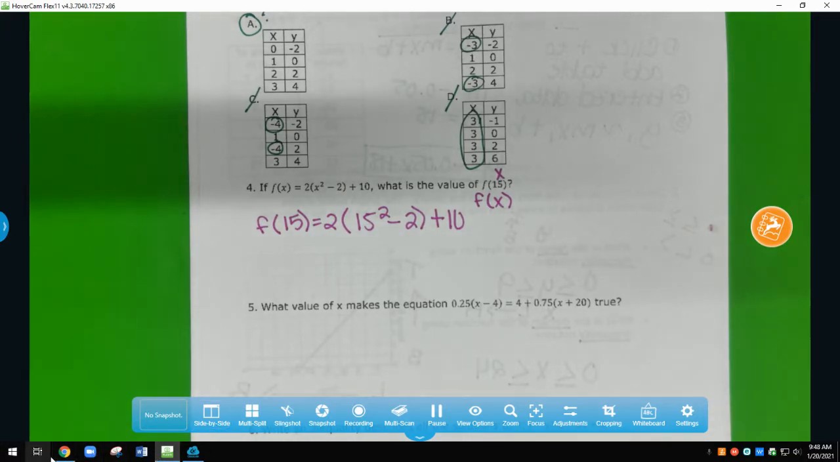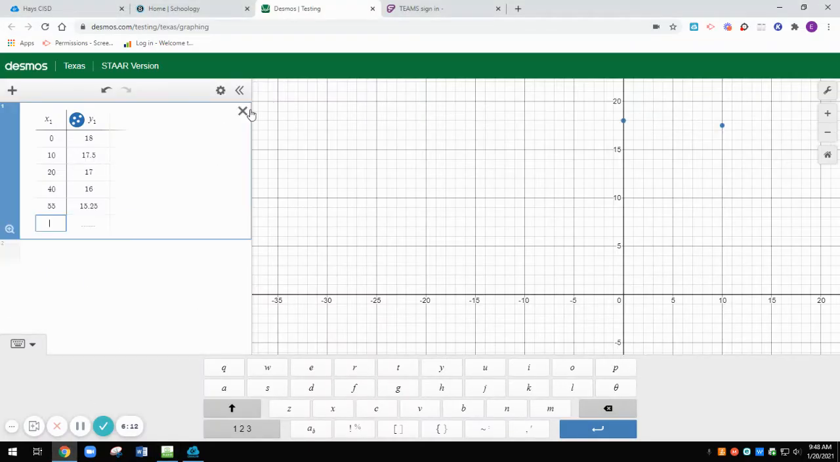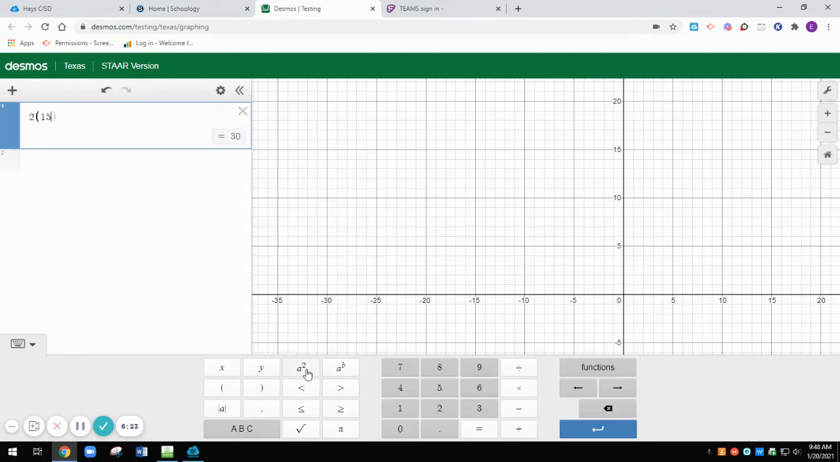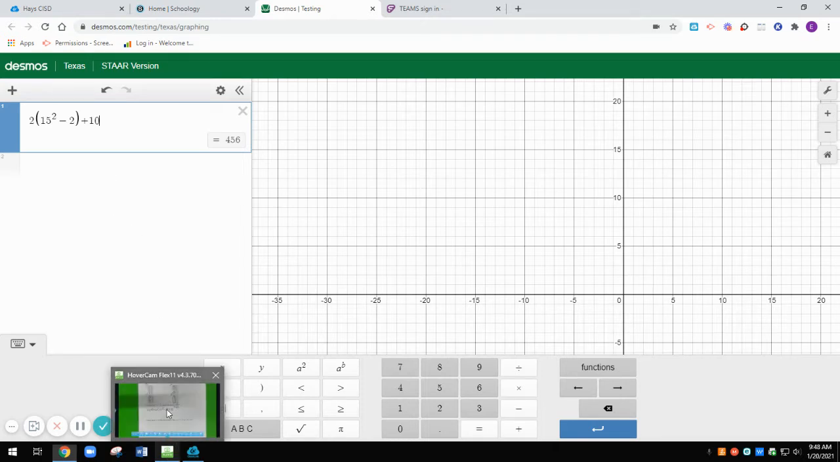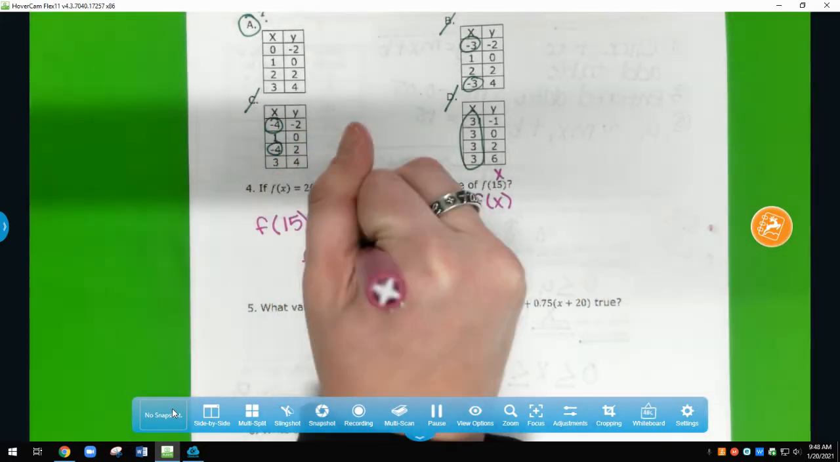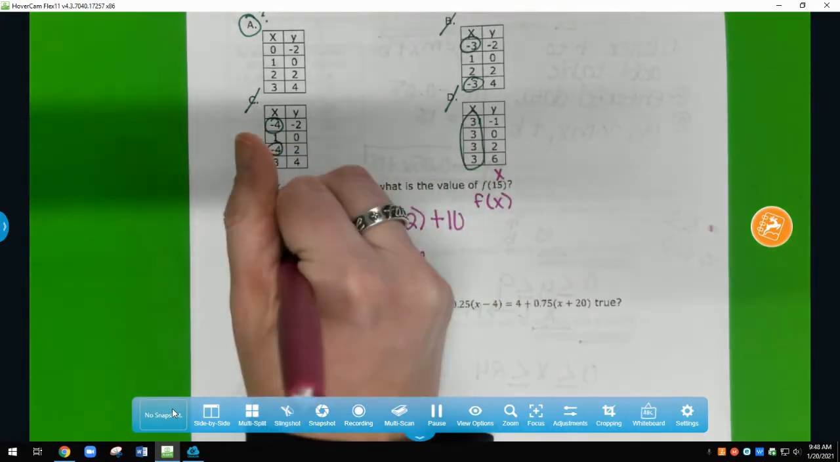So now I'm going to go to Desmos and just type that in. So we have 2 parentheses 15, the squared is this little a squared button, minus 2, close the parenthesis, and then plus 10. So our answer is 456. So f of 15 equals 456.